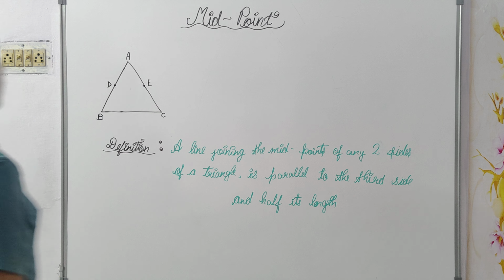So as per this theorem, if we join these two midpoints, a line segment is formed, as you can all see, DE. As per this theorem, DE will be half of BC. This line will be half of this line. DE will be half of BC, and also DE will be parallel to BC.